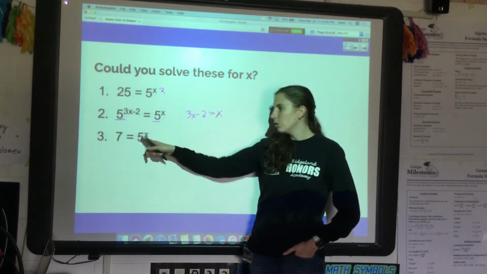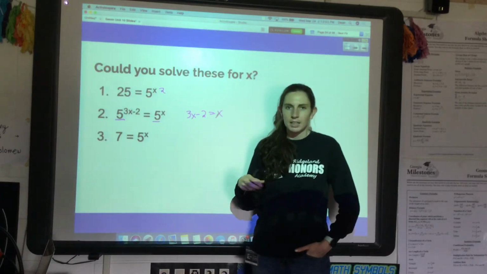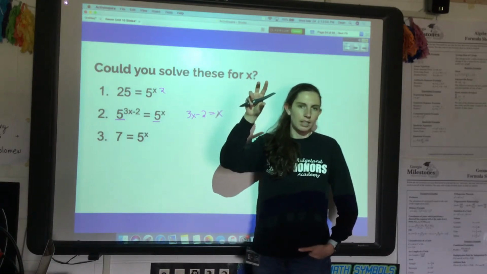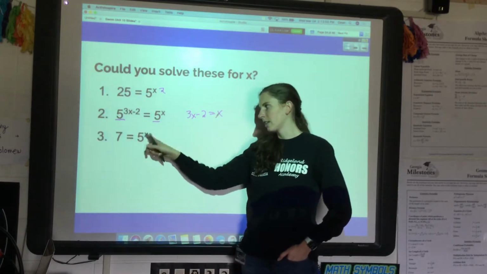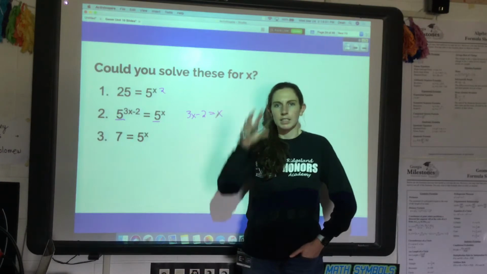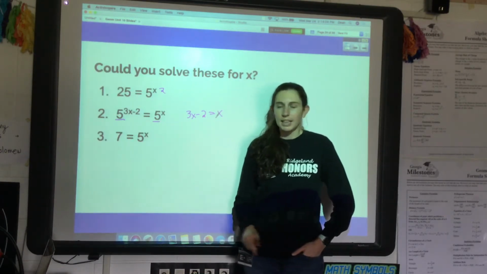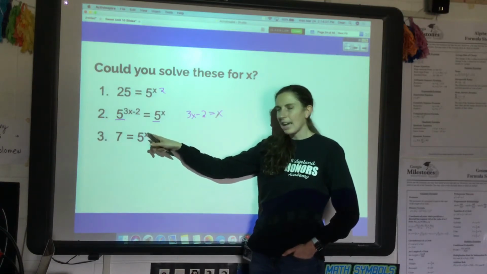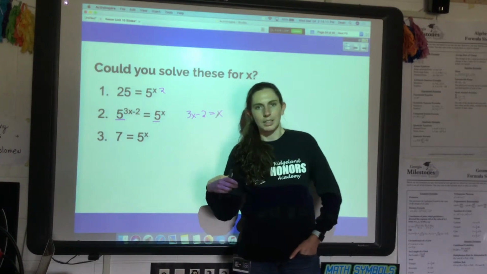How do we undo the 5, basically? How do we get x to not be an exponent? Because I can't solve for an exponent. I can't just divide by 5 because that's not multiplication. It's to the power of x. So to solve for a variable that's an exponent, you need to use logarithms.